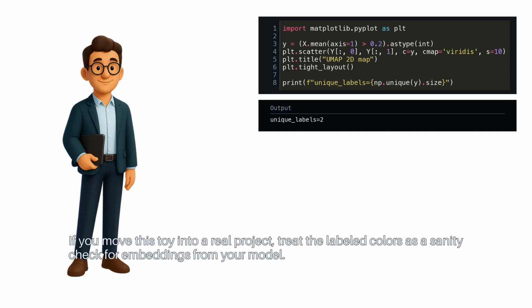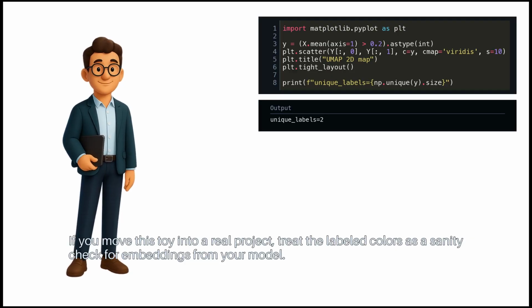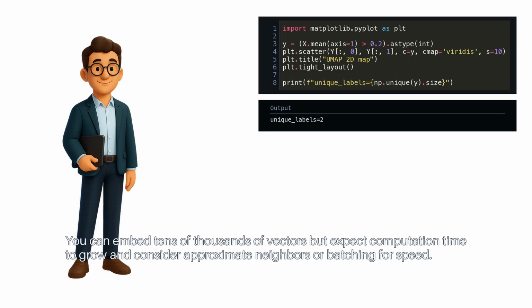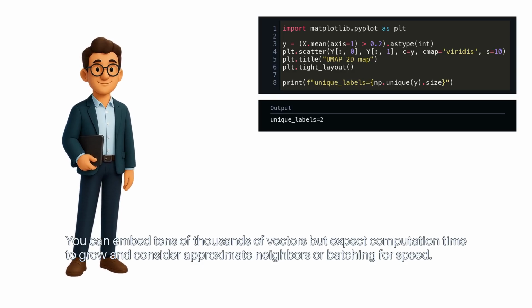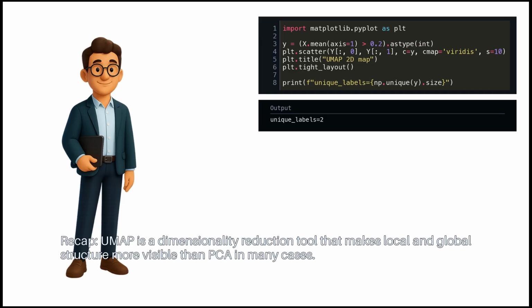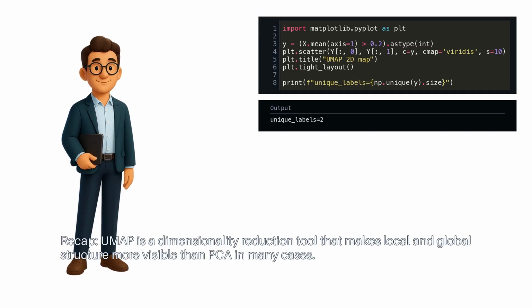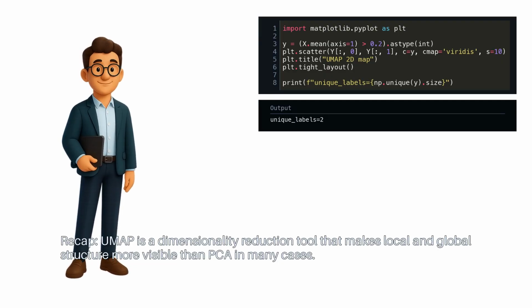If you move this toy into a real project, treat the labeled colors as a sanity check for embeddings from your model. You can embed tens of thousands of vectors, but expect computation time to grow, and consider approximate neighbors or batching for speed. Recap: UMAP is a dimensionality reduction tool that makes local and global structure more visible than PCA in many cases.